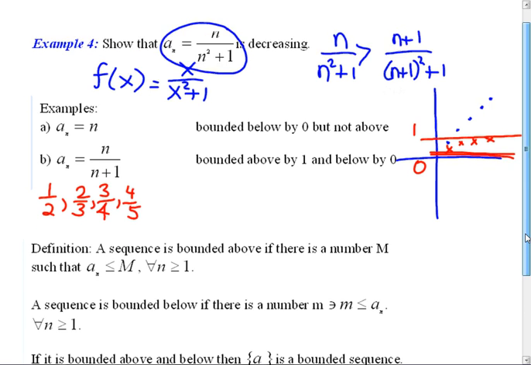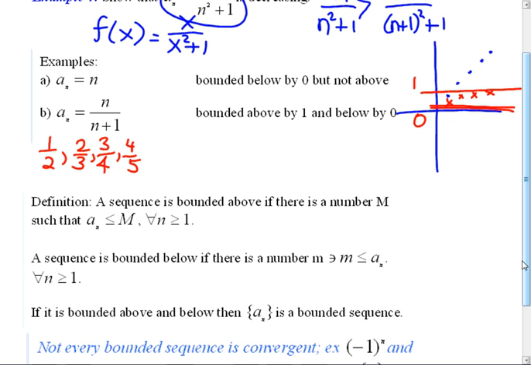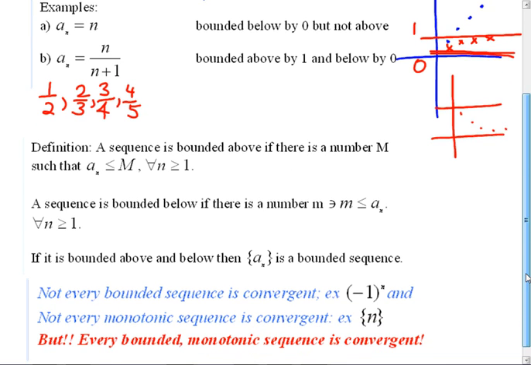If you have a monotonic sequence that's bounded above and it's increasing, then it will have a limiting value. If you have a monotonic sequence that's decreasing, and it's bounded below, it'll have a limiting value. It could be 0, it could be something else, who knows. So that's really all I care about that.